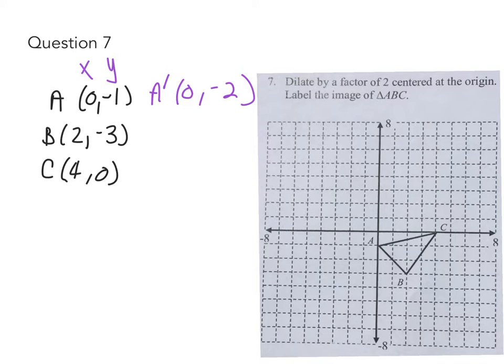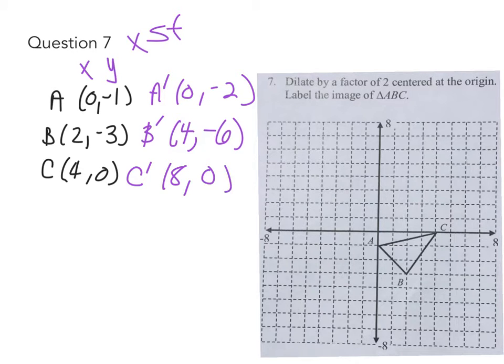All right, for B prime, we're going to do the same thing. So 2 times 2 is 4, and negative 3 times 2 is negative 6. And again, in case I wasn't clear, we're multiplying times the scale factor, so that's why we're doubling everything. And then lastly, C prime, 4 times 2 is 8, and 0 times 2 is still 0. So we should get the same points we got on the last slide. A prime is at 0, negative 2. B prime is at 4, negative 6. And C prime is at 8, 0.